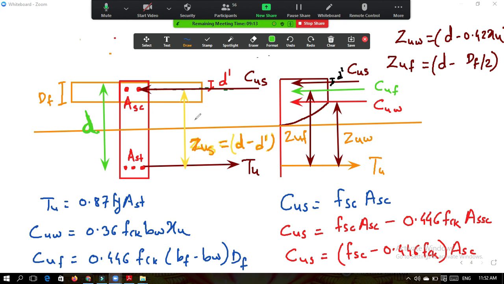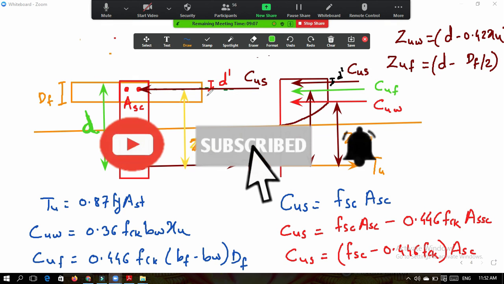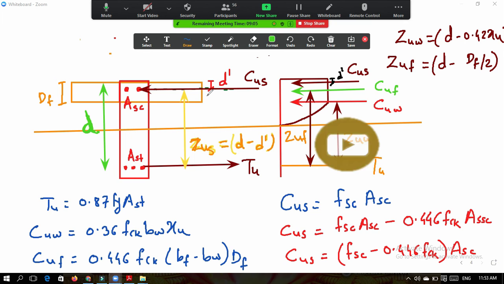So if you do d minus d dash, you will get the value of this, because this is d dash. So this is a doubly reinforced section. Here the magnitude of the forces and all these things are given. The only thing is that if you are going to calculate the moment carrying capacity of a doubly reinforced section, one more additional force you need to consider in the compression, and that additional force is CUS. We will take one example based on this to calculate the MU of a doubly reinforced section.